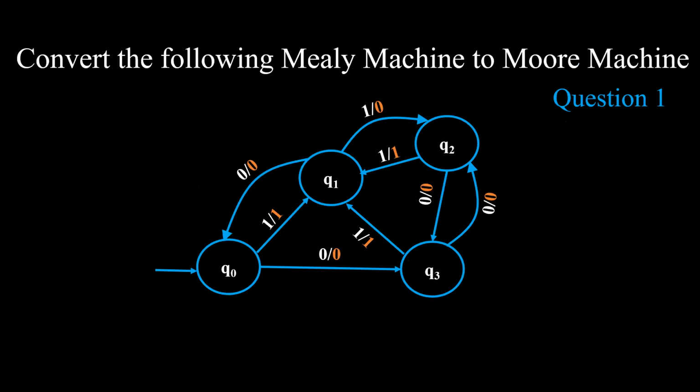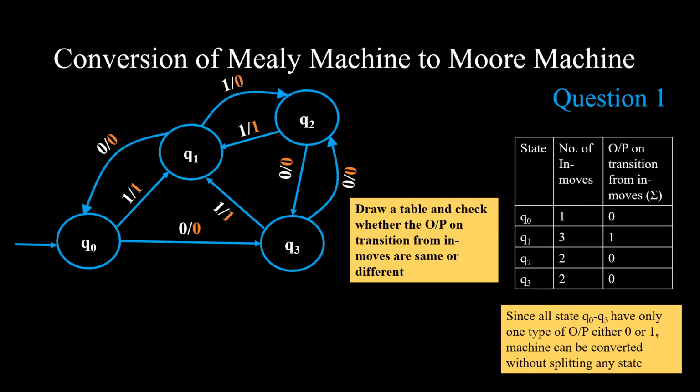Now we move to Mealy to Moore. We have covered Moore to Mealy. Whenever we talk about Mealy to Moore, the first point is that we should draw a table and check whether the output on transition from input moves are same or different. In Q0, we have only 1 move, that is from Q1, and the transition is on 0. In Q1, we have 3 moves, 1, 2 and 3. Corresponding to all 3 moves, output is 1, 1, 1.